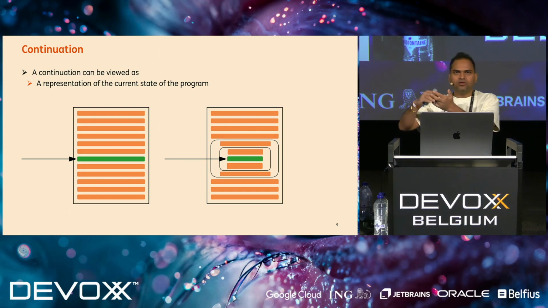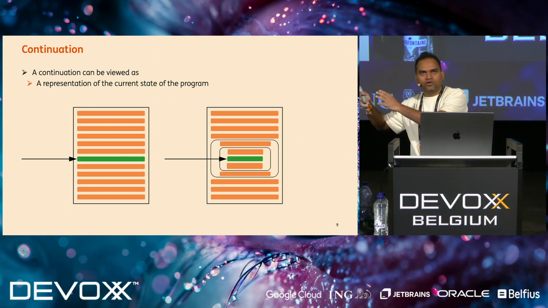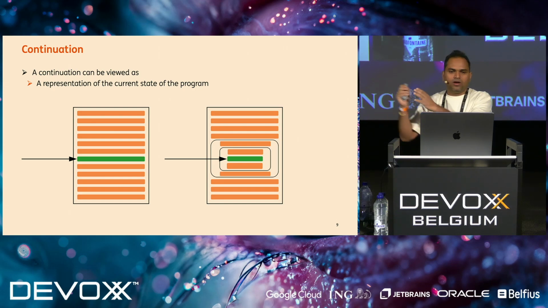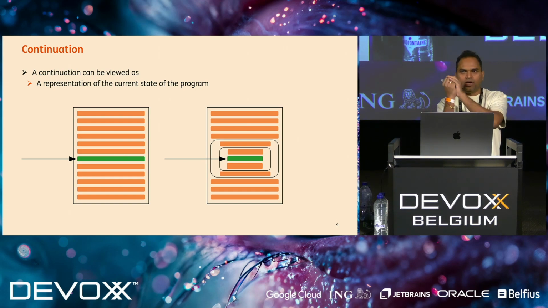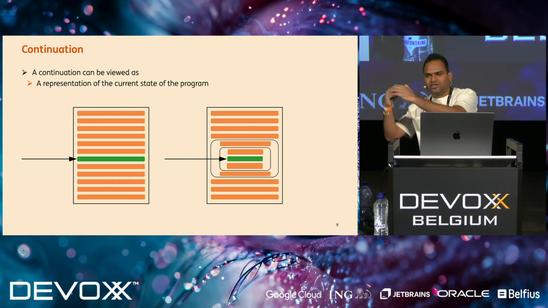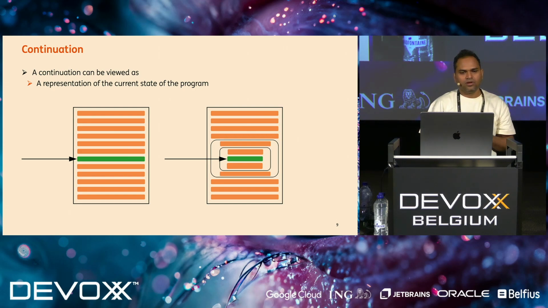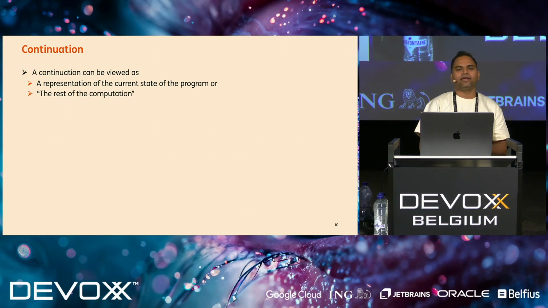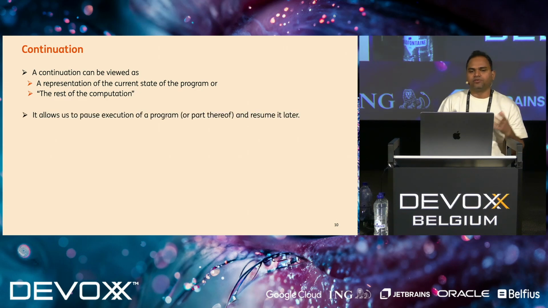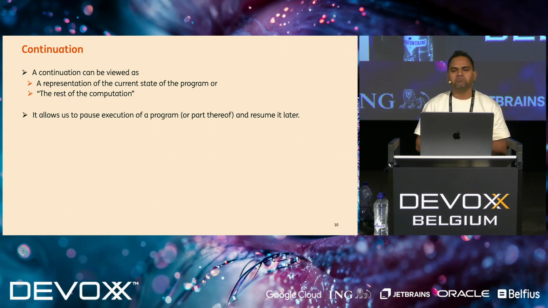Also, when you take the continuation, your program is paused at that point, and then you get a handle to that continuation object. You can pass that object around in your program, and you can decide to resume the program at that point. Then the program continues and takes it to its completion. So you can also imagine the continuation object as the rest of the program, or the rest of the computation. So a continuation can be viewed as a representation of the current state of the program, or as the rest of the computation. Okay, what is the use of that? Well, it allows us to pause the execution of the program and then resume it later.